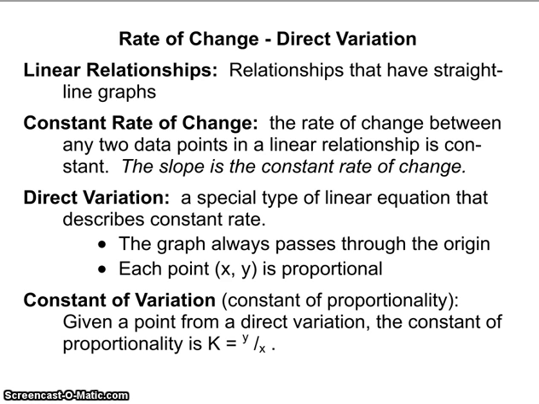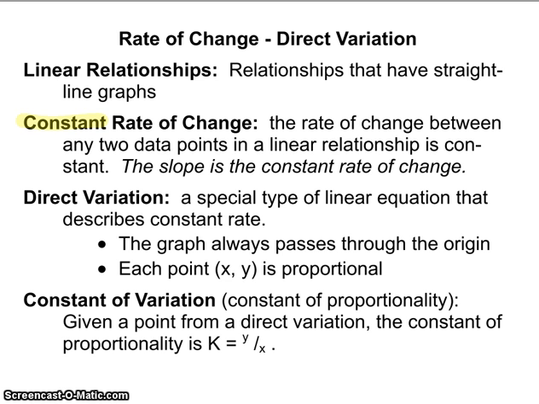For constant rate of change, we have that word constant again. Yesterday we talked about constant being a repeated pattern, something that's happening over and over again. Remember yesterday when we found those k values? If you got the same k value over and over again, it meant that you had the constant of proportionality. So here we're talking about a constant rate of change, very much the same thing. This states that the rate of change between any two data points in a linear relationship is constant. Again, another way of saying the same thing.